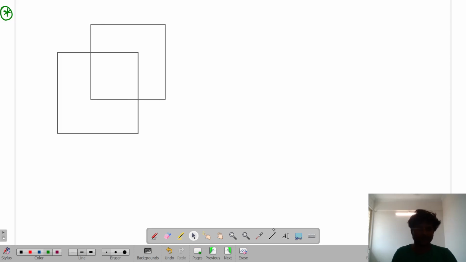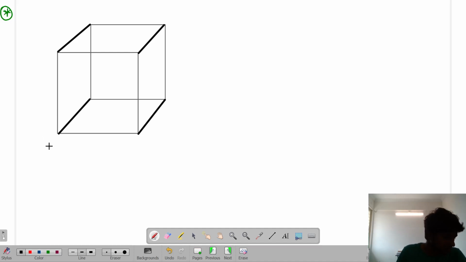Is that clear? And I connect all these edges. Got it. Let me mark some points. This is A, B, C, then D. This is E, F, G, and H.